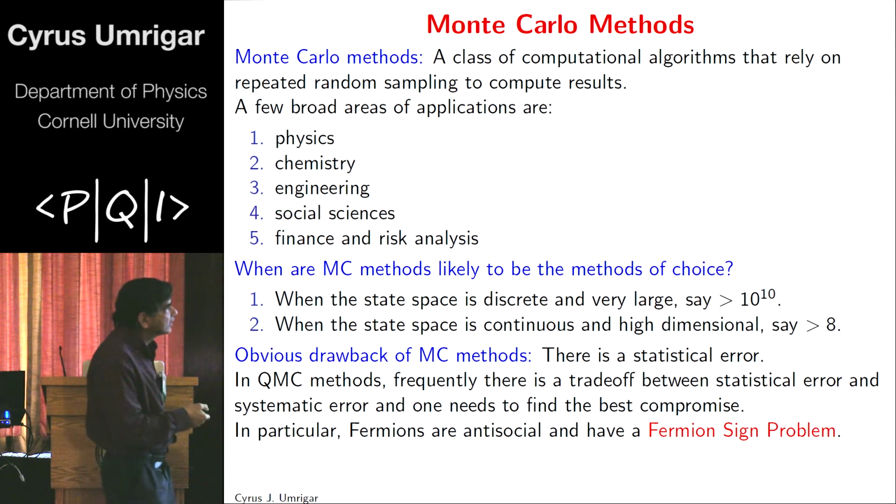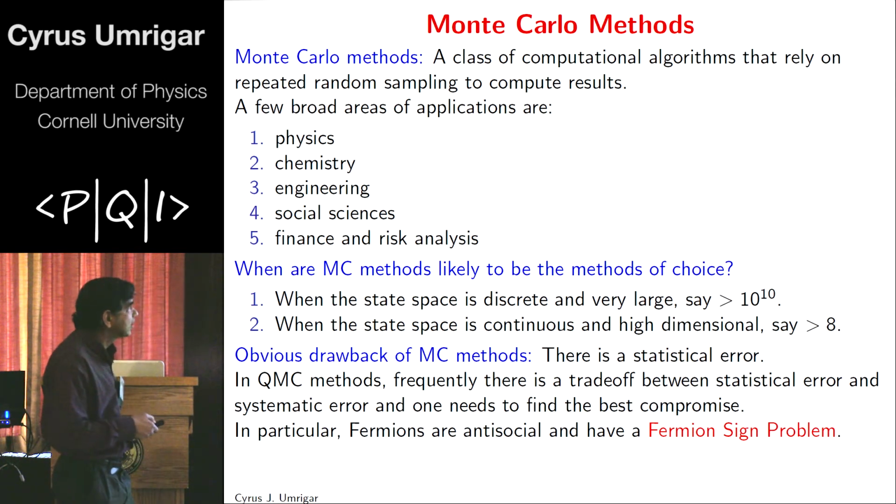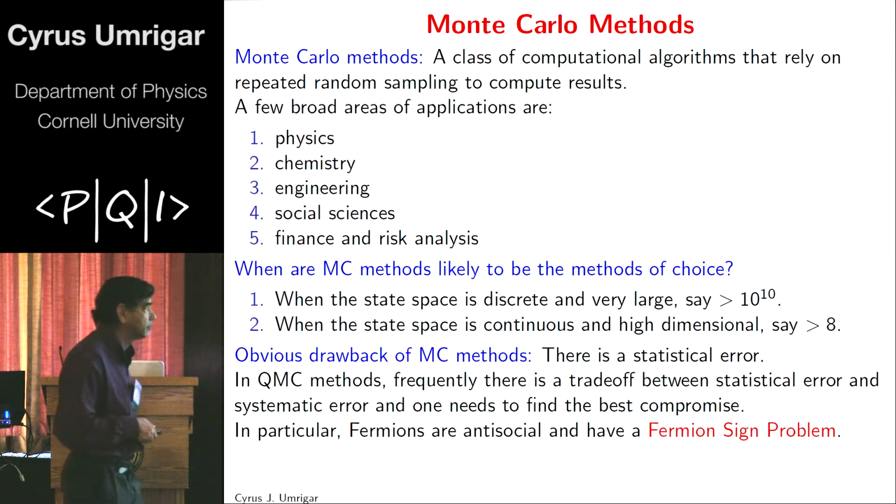When are Monte Carlo methods likely to be the method of choice? When the state space is very large, so it may be discrete and very large. By large I mean larger than roughly 10 to the 10, or the state space may be continuous, so you may have a continuous infinity, and if you're in a high dimensional space, then the methods are the method of choice.